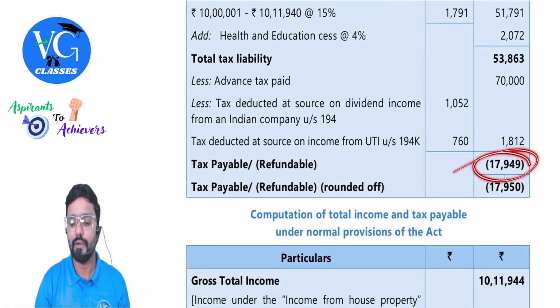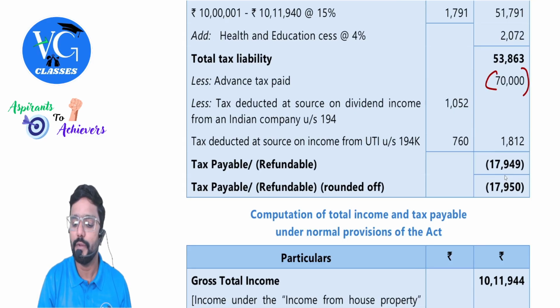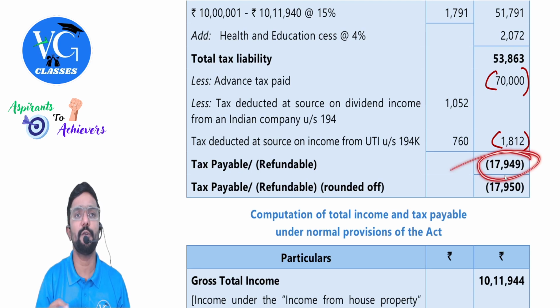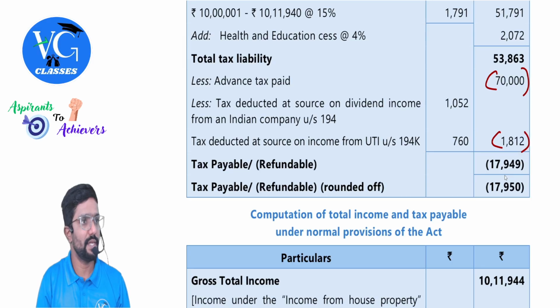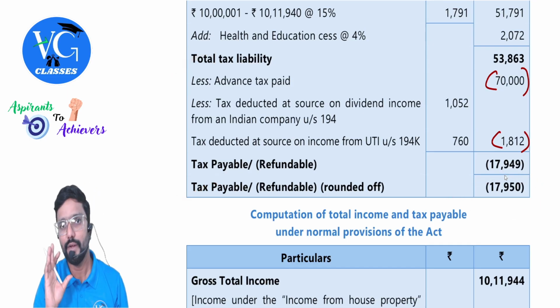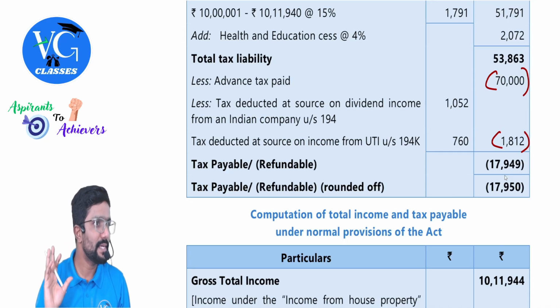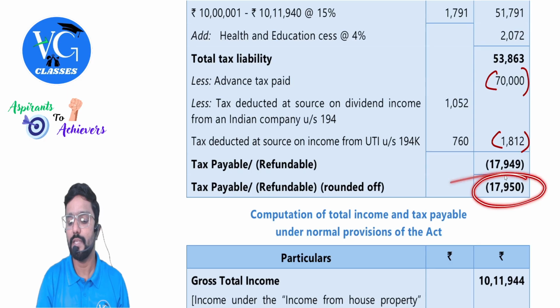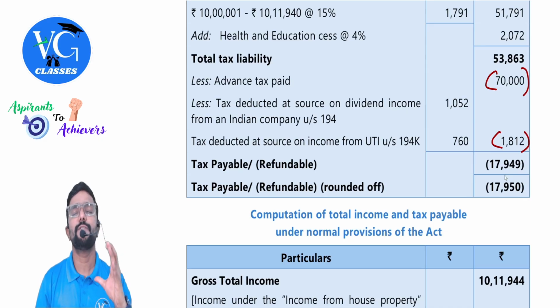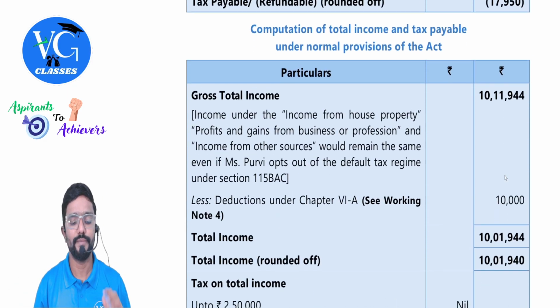So it is coming to negative. After I reduce both of these, it is coming to negative. That means what, sir? Refund. Assessee is eligible for a refund. Even this has to be rounded off to the nearest 10. Sir, when they have given this as well as this, which one should I round off? The last final figure. The final figure you round off. Is that clear? Yes. So assessee is eligible for a refund of 17,950, if she is, I guess, Purvi, following the default regime. Now let us go and work under the normal regime.